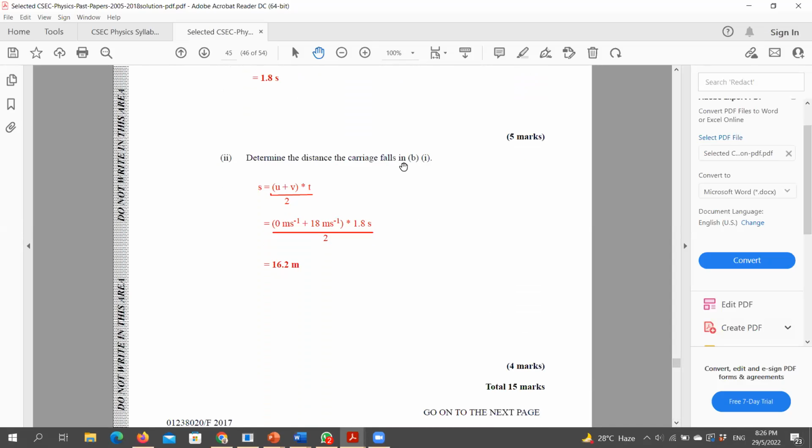Determine the distance the carriage falls in B1. So we also use the second equation of motion, where the acceleration is uniform. This time we are finding the distance, and the initial velocity is 0. 0 plus 18 times 1.8 over 2, 16.2 meters.